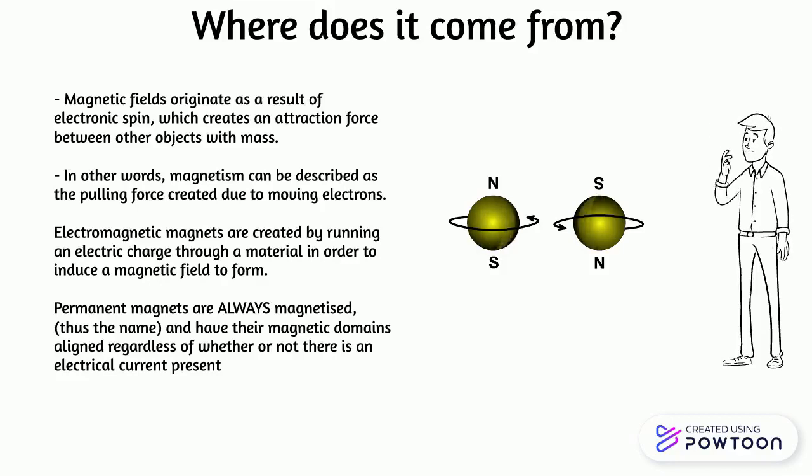Electromagnetic magnets are created by running an electrical charge through a material in order to induce a magnetic field to form. Permanent magnets are always magnetized and have their magnetic domains aligned regardless of whether or not there is an electrical current present.